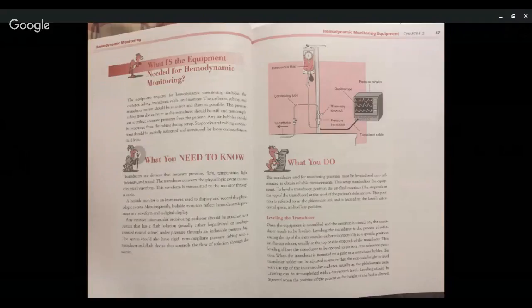When the transducer is mounted on a pole in a transducer holder, the transducer holder can be adjusted to ensure that the stopcock height is level with the tip of the intravascular catheter, usually at the phlebostatic axis. Leveling can be accomplished with a carpenter's level. Leveling should be repeated when the position of the patient or the height of the bed is altered.